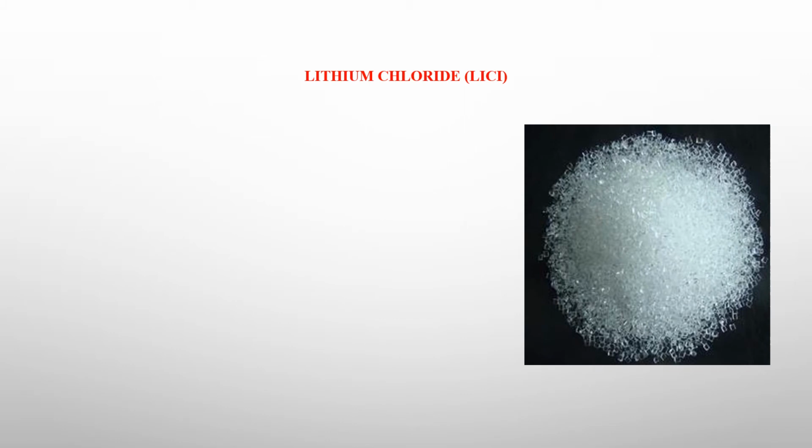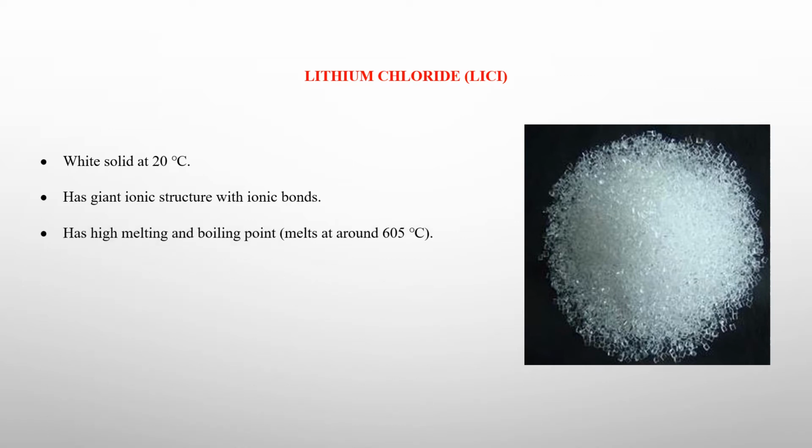So now let's look at the properties of lithium chloride, which is the first chloride of period 2. Lithium chloride is a white solid at 20 degrees Celsius. And because it is ionic in nature, it is made of a three-dimensional network of positive and negative ions held together. And due to the fact that it has strong ionic bonding, it will result in a high melting and boiling point of lithium chloride. And you can see the melting point. It's very high, which is 605 degrees Celsius.